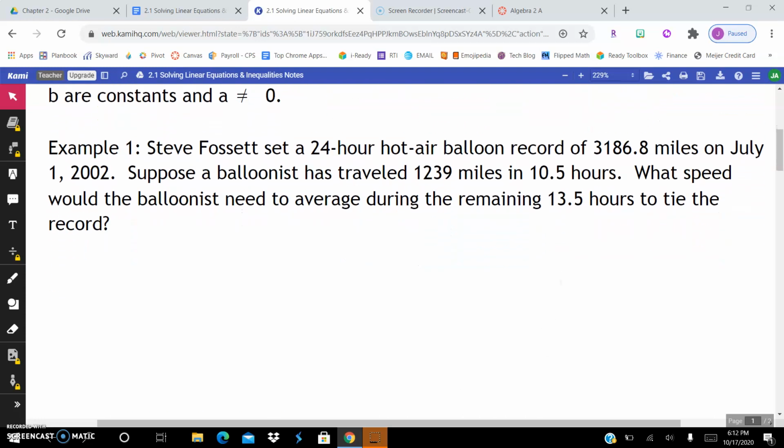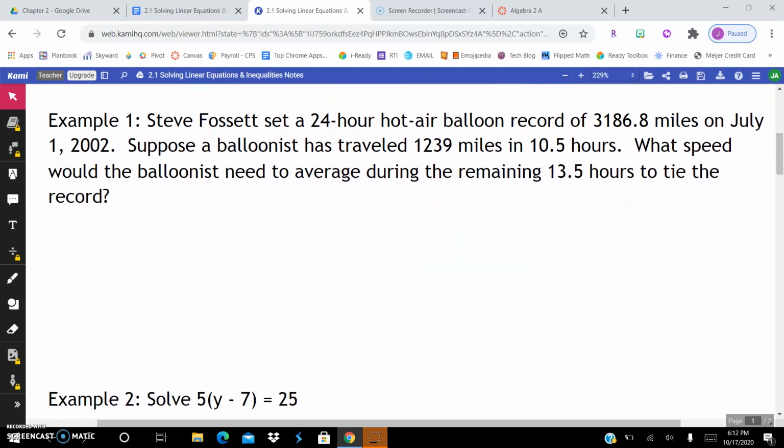All right, so for example 1, Steve Fawcett set a 24-hour hot air balloon record of 3,186.8 miles on July 1st, 2002. Suppose a balloonist has traveled 1,239 miles in 10.5 hours. What speed would the balloonist need to average during the remaining 13.5 hours to tie the record?